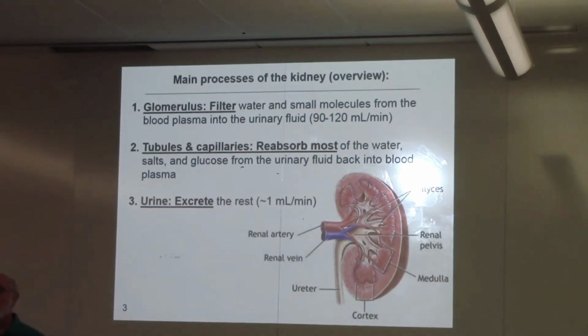The kidneys filter about 100 mils every minute. So 1/5 or so of the plasma that goes to the kidneys becomes filtrate, gets filtered out by the kidneys. 100 mils every minute. So in the 10 minutes that we have been sitting here, your kidneys have filtered a liter.